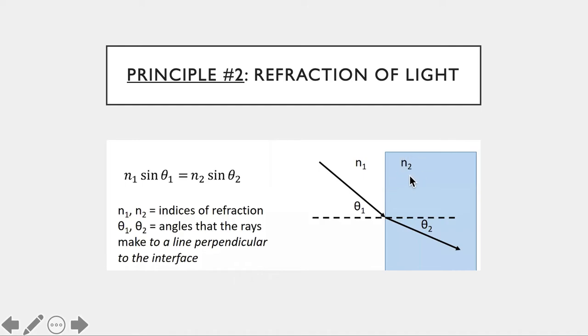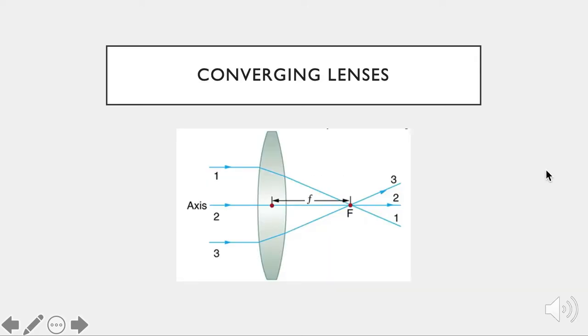So in this case, N2 is greater than N1, and that causes the light ray to, instead of going straight through like this, actually bend towards this normal line, the perpendicular dotted line right here. And that equation shows the relationship that N1 sine theta 1 equals N2 sine theta 2. And this law of refraction is the reason why converging lenses work.